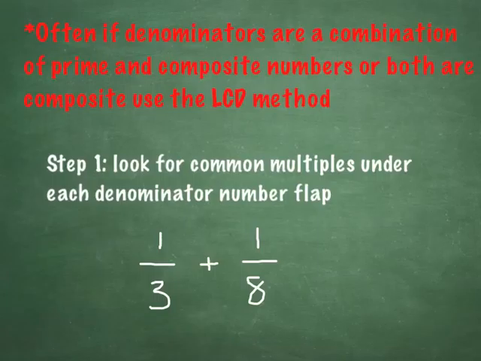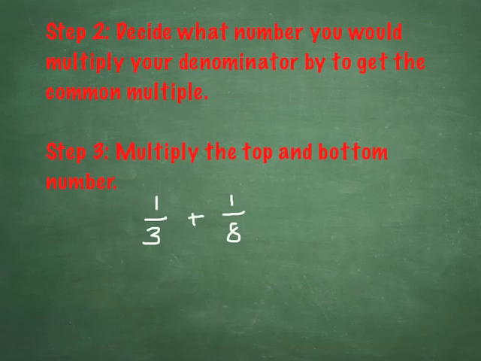So I'm going to write that down. Okay, so I have found my common multiple. Okay, so now that I have my common multiple, 24, I want to do step 2. So write step 2 down in your notebook. Decide what number you would multiply your denominator by to get the common multiple.